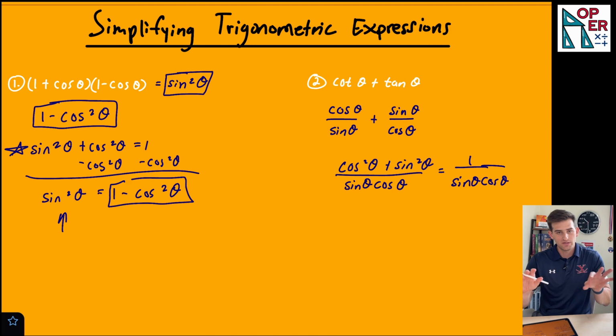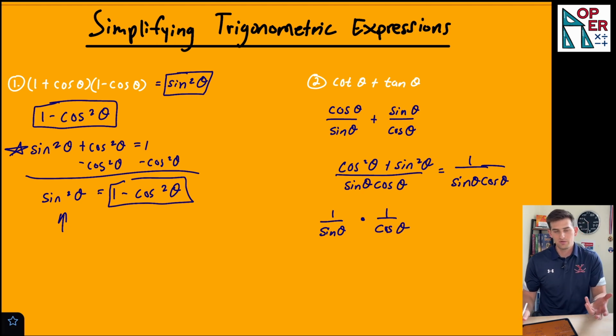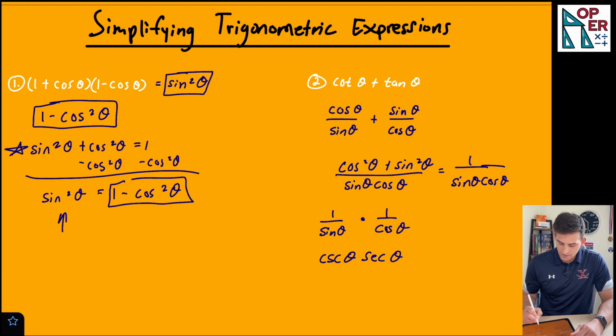Now if we separate those two fractions, we would have 1 over sine of theta times 1 over cosine of theta. Well, those are reciprocal identities. 1 over sine theta would be cosecant of theta, and 1 over cosine theta would be secant of theta. So this one would simplify to cosecant theta times secant theta.